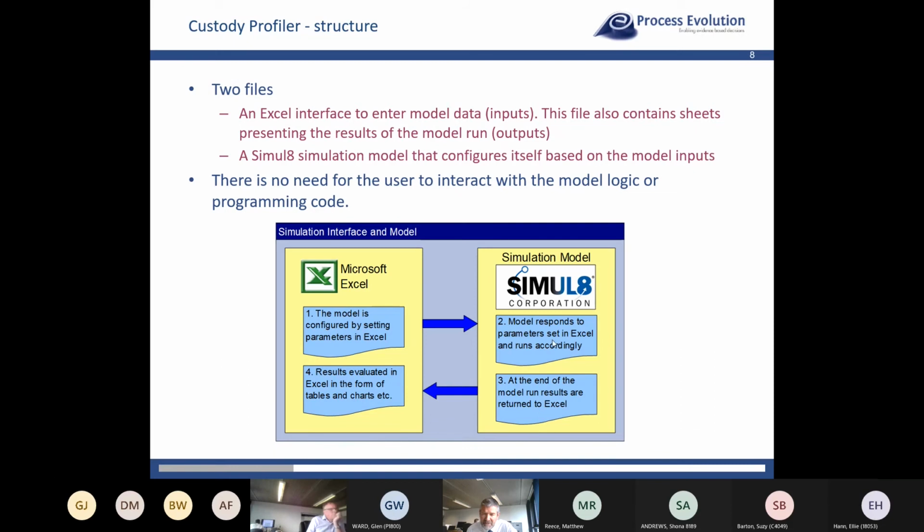Press a button, the Simulate model opens, reads the data and configures itself accordingly with the correct number of custody suites. Those custody suites have got the correct number of booking in, booking out desks and cells. They've got the right number of resources to service them, or the resources you've specified in Excel. And the model will then just run and emulate what's happening in real life for 1, 2, 3 weeks or a year or what have you, at which point it will then end and write the data back to Excel, where you can then view some of the performance statistics within Excel.